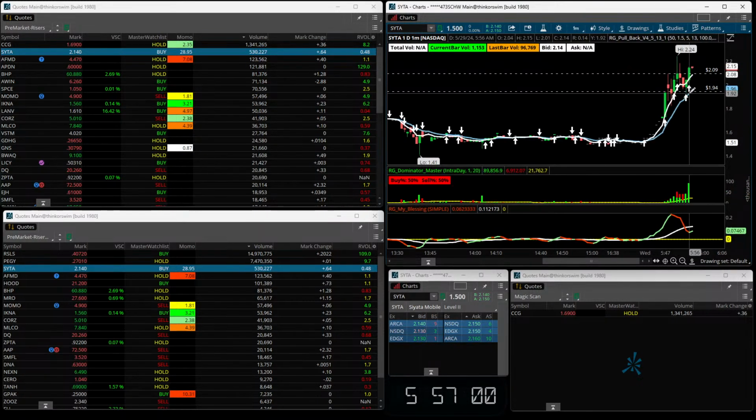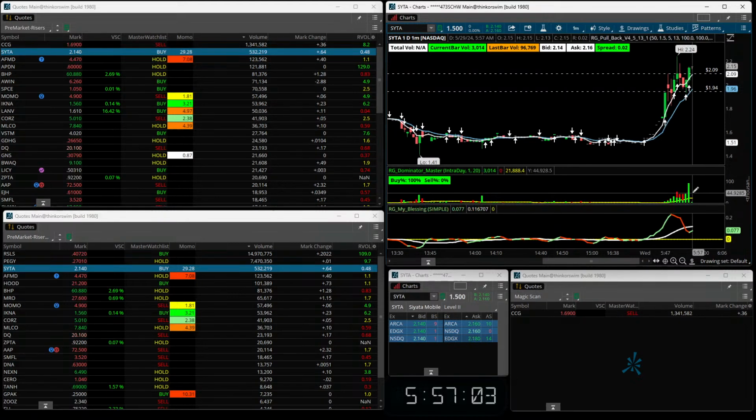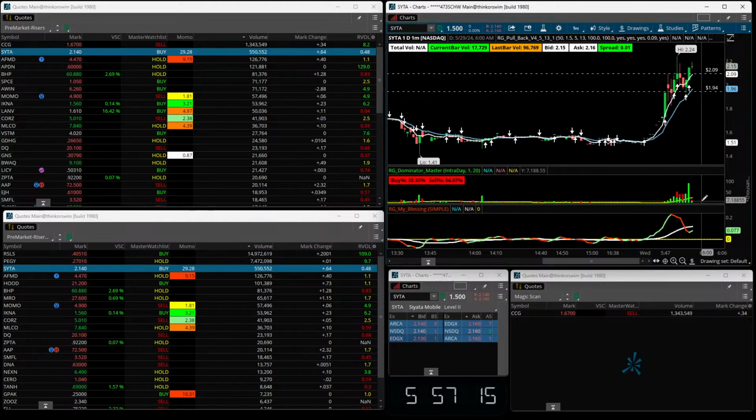But we don't click the mouse button until we confirm down here that in Dominator Master, which is our volume indicator, we have enough green bars in it and tall green bars before we click that mouse button to buy. We want to make sure the buyers are coming in and not just guessing if it's going to go up or not.